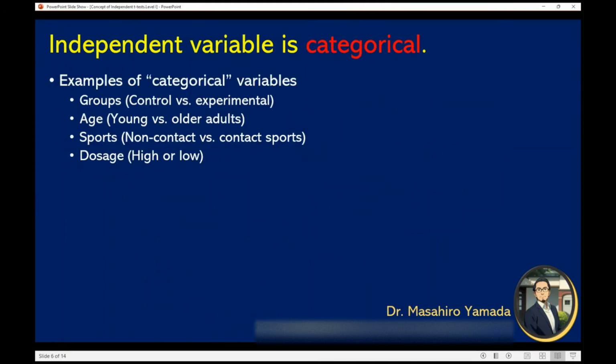Next, the independent variable, the variable that you manipulate, must be categorical. So, for example, groups or interventions, or the age group, younger adults versus older adults, or groups you arbitrarily define. So the variable you manipulate must be categorical.